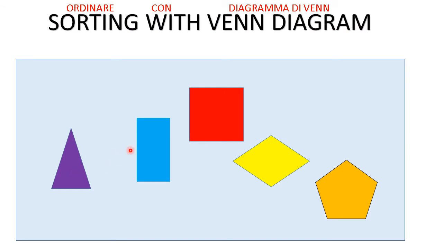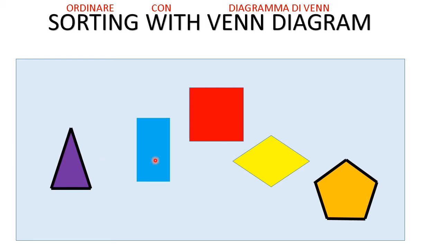Now, let's do some extra examples together. Take a look at these shapes. This is a pentagon. Do you remember how many sides? Let's count together. A pentagon has 1, 2, 3, 4, 5 sides. Here we have a triangle. A triangle has 1, 2, 3 sides.